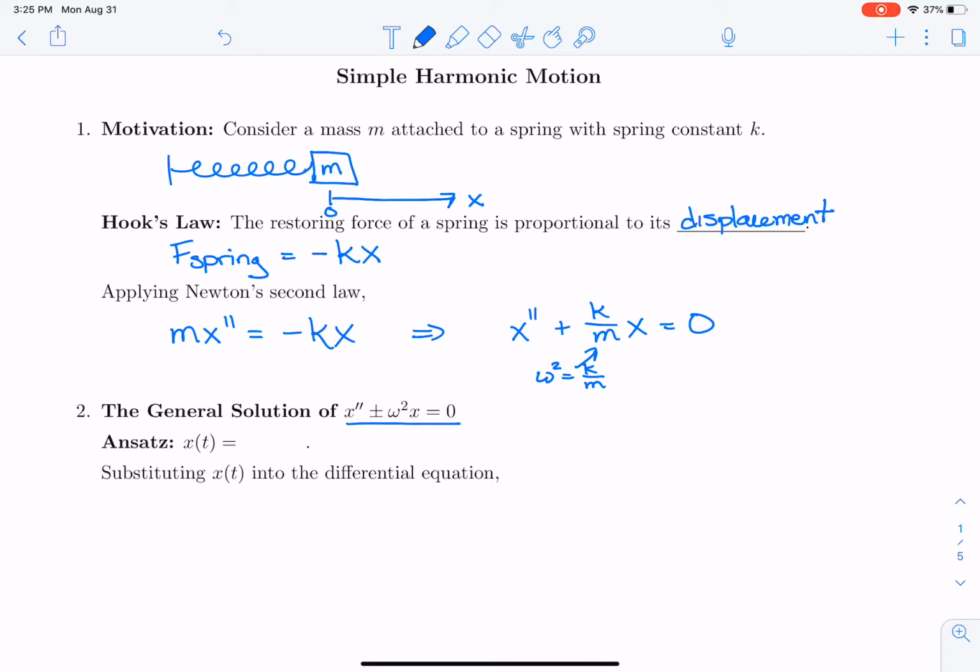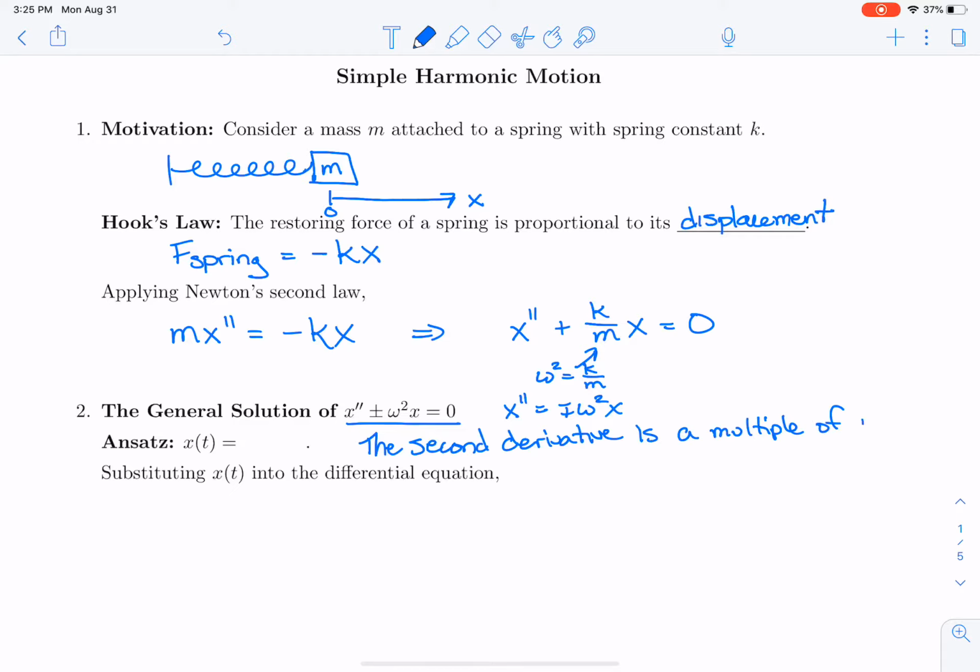So what I want to note from this equation is that the second derivative here is equal to a multiple of itself. So the second derivative is a multiple of itself. So what we're going to try to do is guess the solution like we did with our first-order differential equations, because we know something about the form of the derivative. It's a multiple of itself.